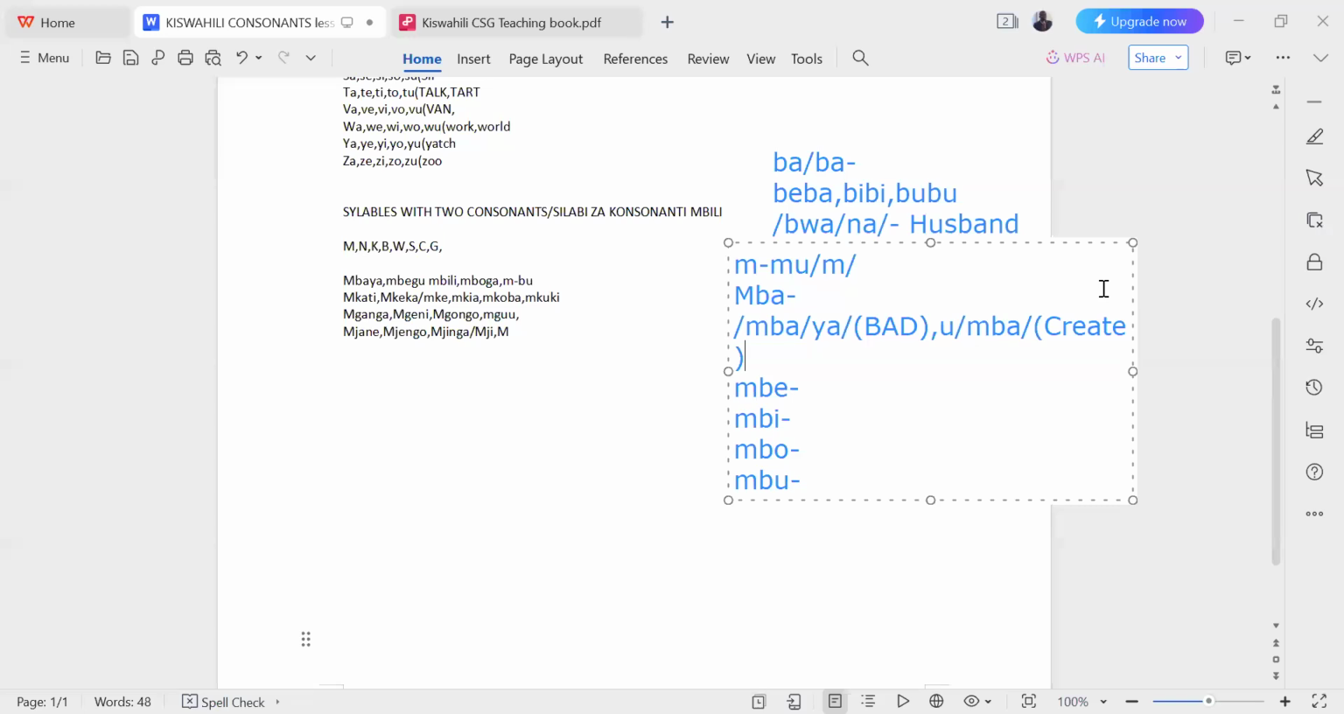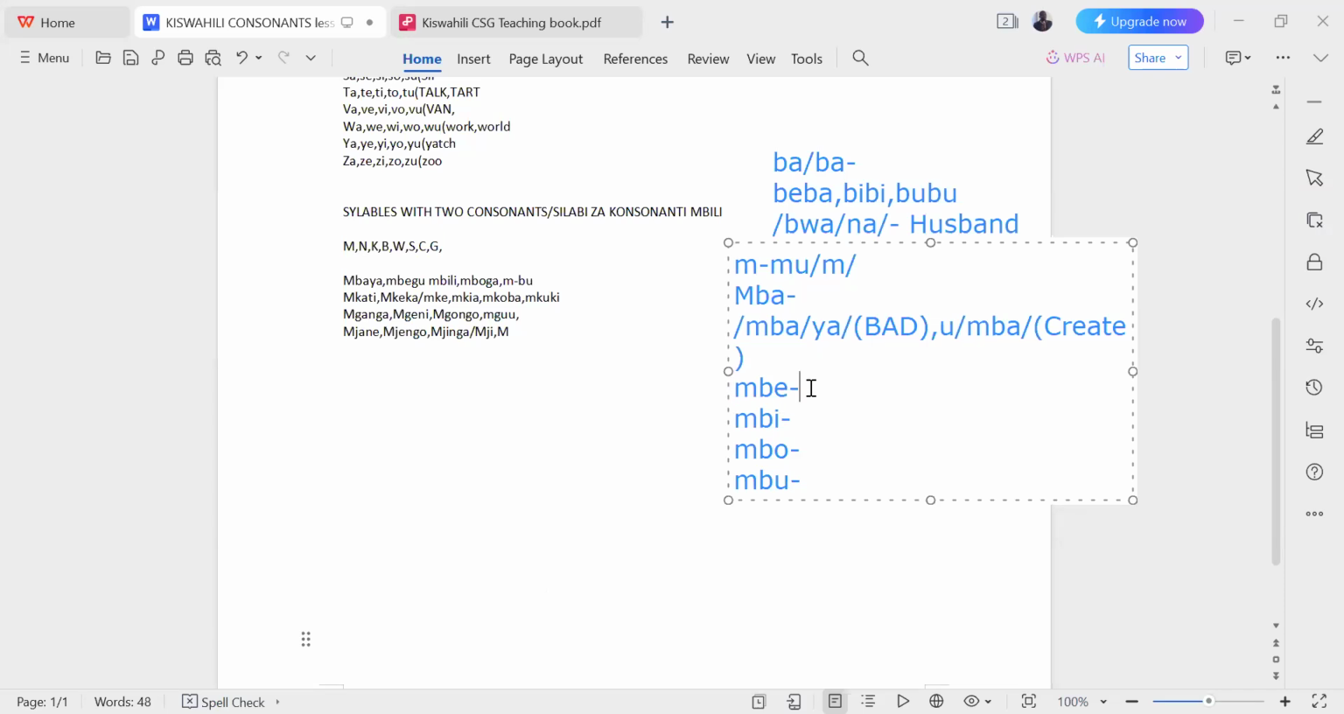So with mba, we have two examples. We have an example where mba comes at the start of the word, mbaya. And we have an example where mba comes at the end of the word, umba. So that is in terms of mba.